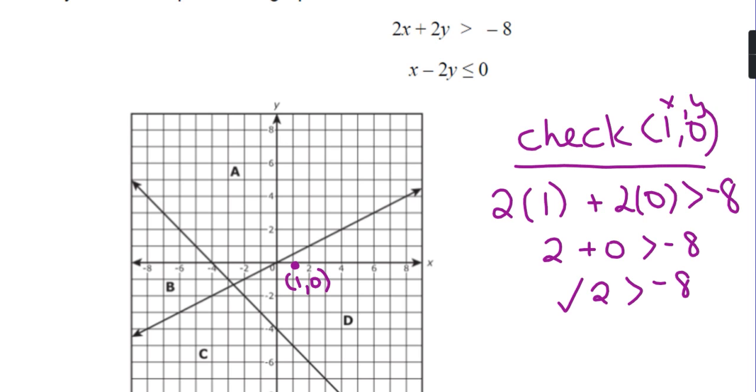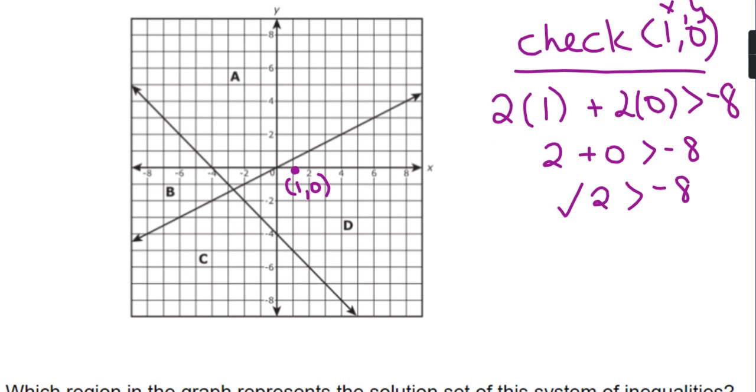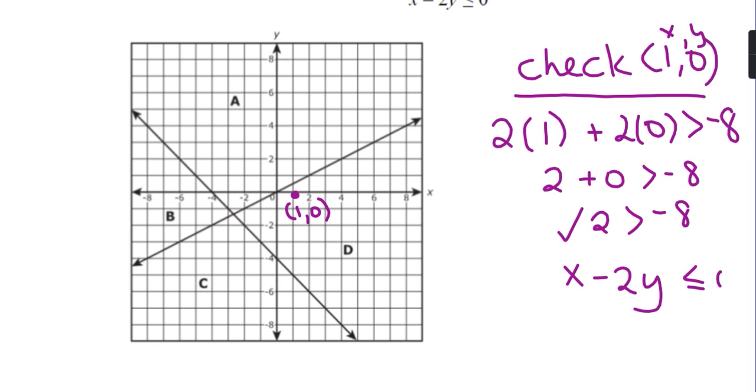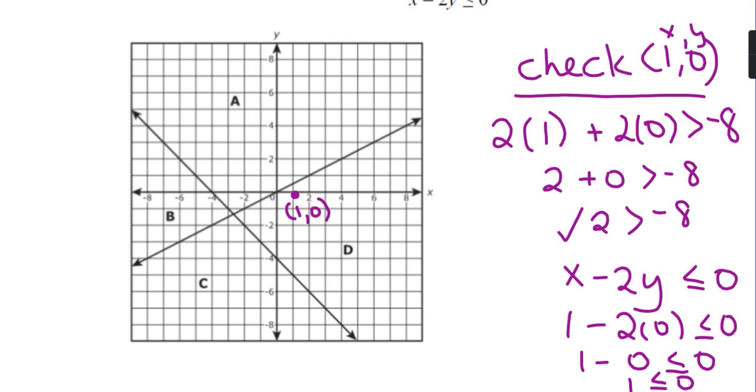So now let me check the second one. The second one says x minus 2y is less than or equal to 0. Now I'm going to substitute again. X is 1 and y is 0. And let's see what I get. 1 minus 0. So 1 is less than or equal to 0. Well, is that true? No. 1 is greater than 0. You see 0 is on the bigger side, but 0 is smaller than 1. So we did not get a true statement. So we know that D is not the correct region.